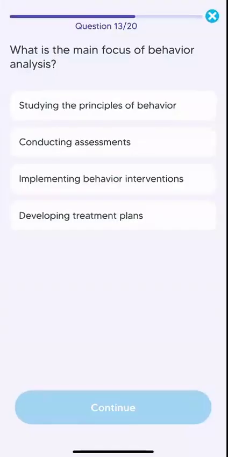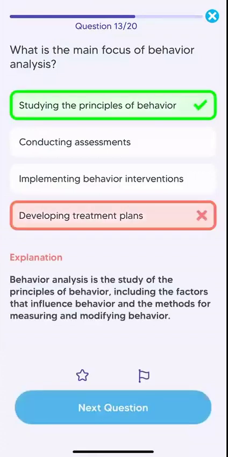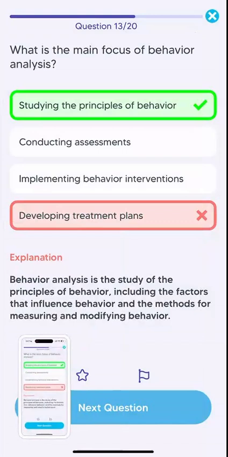What is the main focus of behavior analysis? Studying the principles of behavior, conducting assessments, implementing behavior interventions, developing treatment plans. Third one? No, last one. Oh no, it is the first, because as a behavior analyst you have to study the principles of behavior.